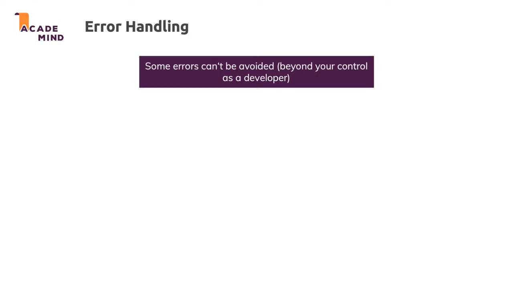And with that, I of course mean errors that are beyond your control as a developer. So I'm not talking about bugs which you introduced into your code or about syntax errors. You should have a look at the debugging module in this course to learn how you can fix and avoid such errors. I am talking about errors which you can't rule out when you're writing your code.